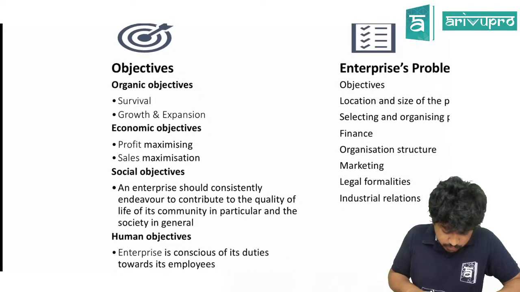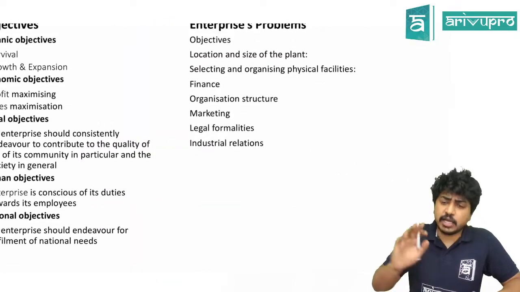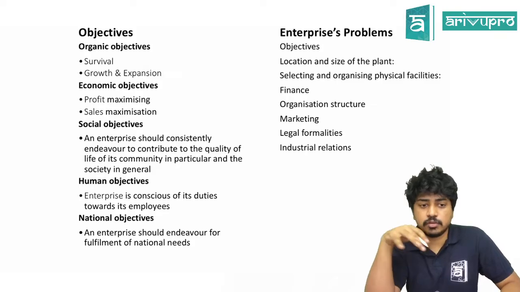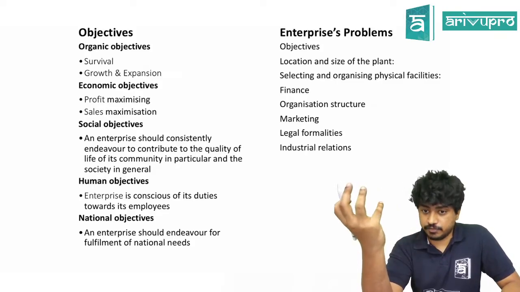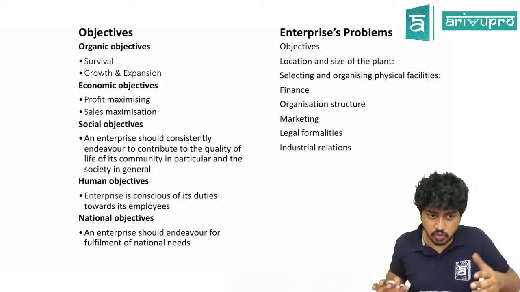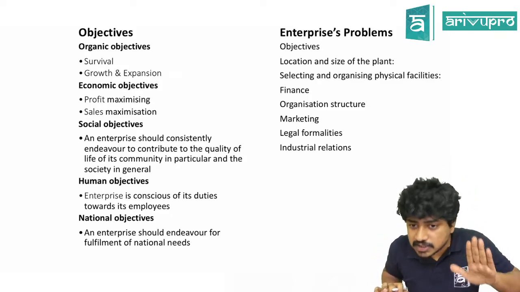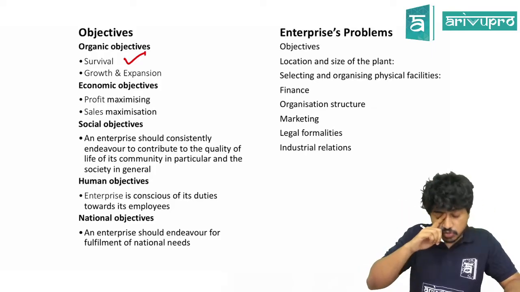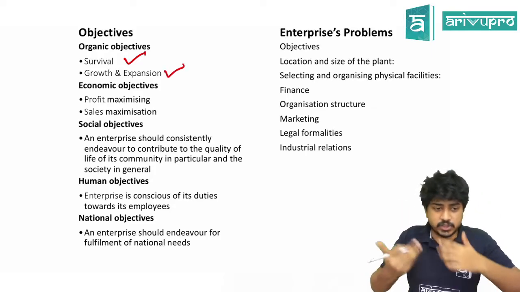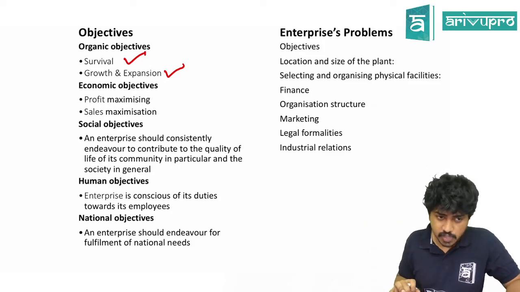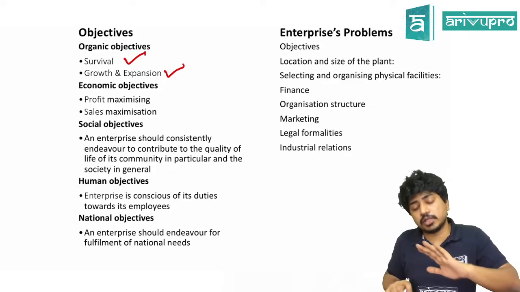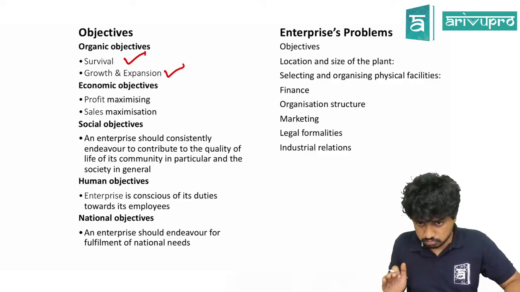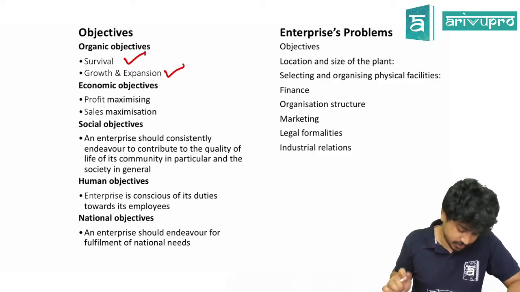First, we'll see the organic objective. What is the objective of any enterprise? If you're starting a business, what should be the first objective? First is to survive. What is survival? First to break even at least. Whatever you're putting in, take it out. First, you have to survive. That is the first objective. The second objective would be growth and expansion, that is profit or whatever it is. That is the organic objective. Any business you take, the first objective would be to survive, and the second would be to grow and expand.